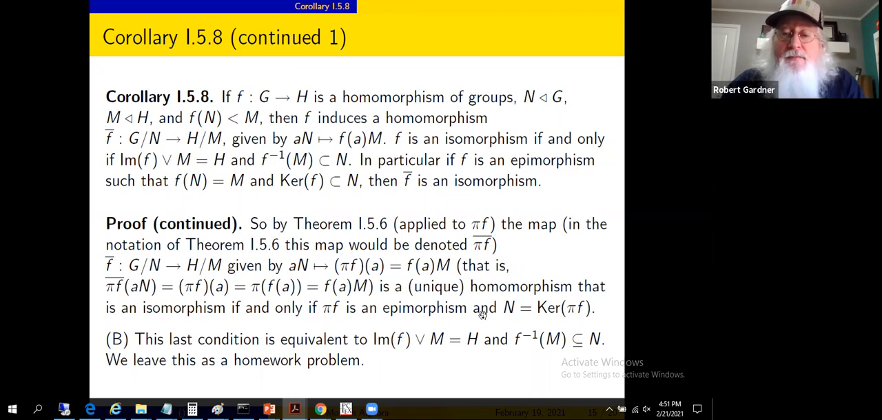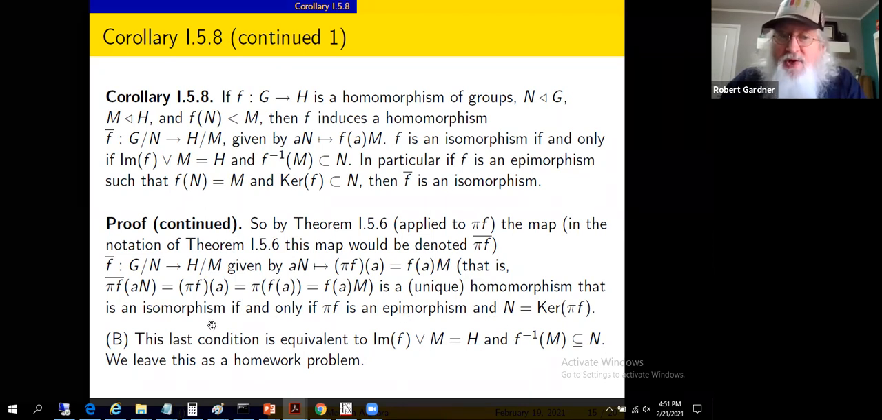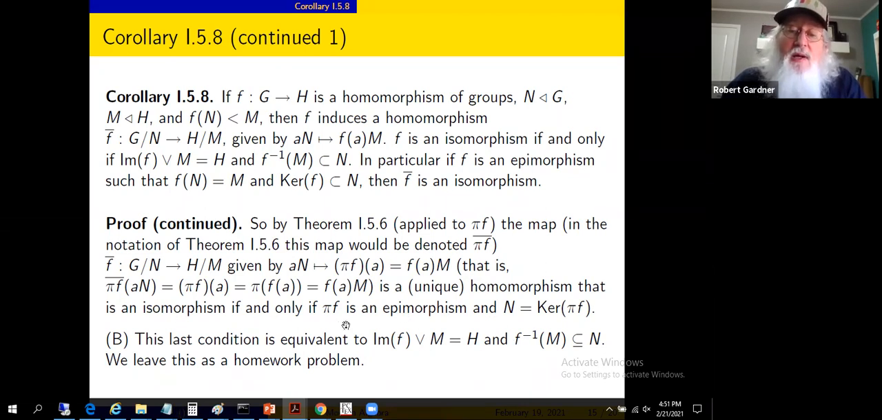This last condition, that π∘F is an epimorphism and N equals a kernel, we claim is equivalent to these two conditions here. So now we're using this information that we've got an isomorphism if and only if these two conditions apply. The claim is those conditions are equivalent to the join of these two things being H and the inverse image of M being a subset of N. We're leaving that as homework. We're still going to use it in the proof of the third part.